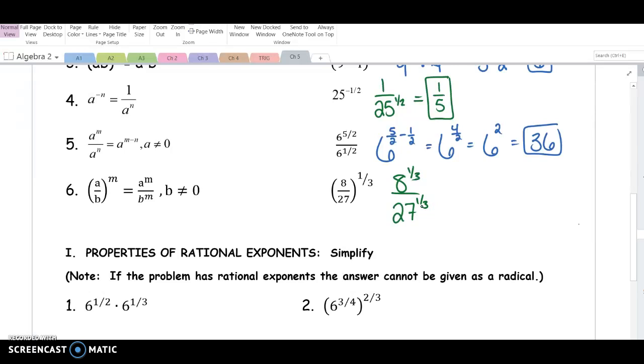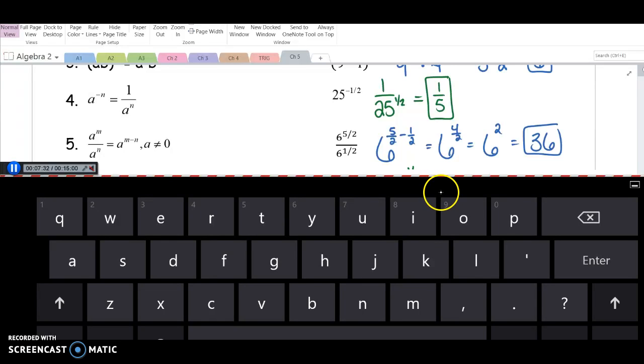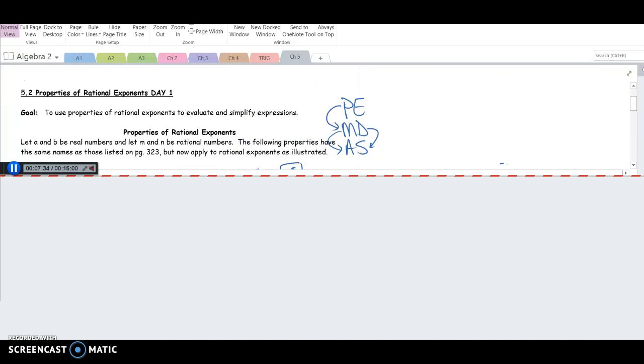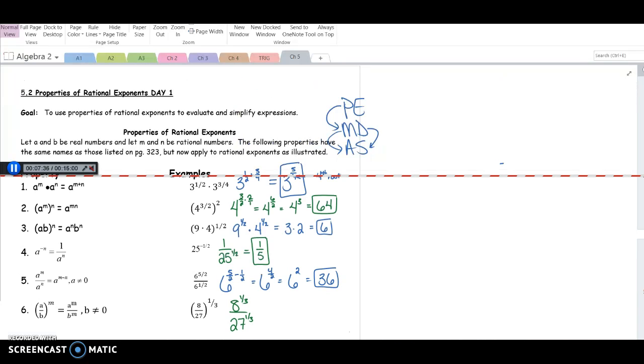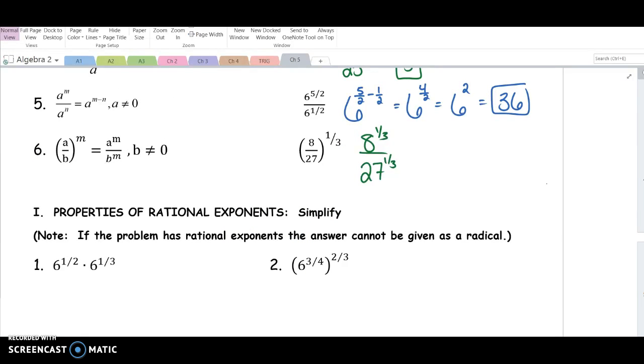Check your denominator of the fraction. The denominator is the index of your radical. So 1/3 is the third root. Look in your thirds column. Do you see 8 in your thirds column? Yes, 8 is in your thirds column. The third root of 8 is 2.